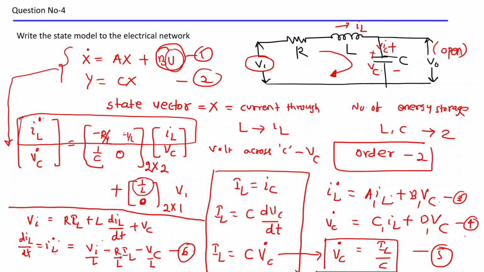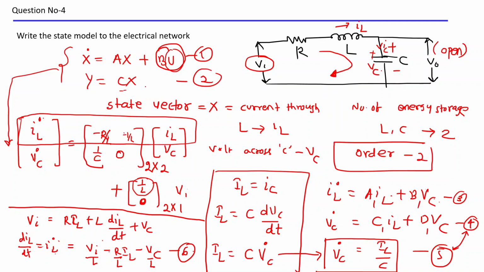But 4 and 5 are analogous, and in 4 and 5 you can see the input is not there. So its coefficient is 0. Are you getting my point? Now you tell me what the C matrix is.